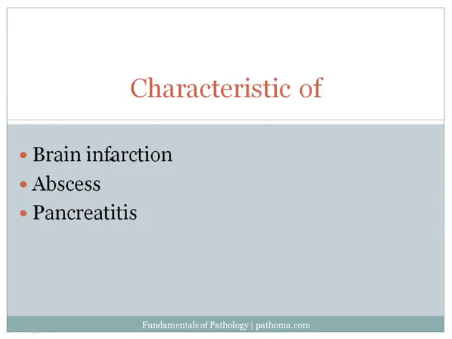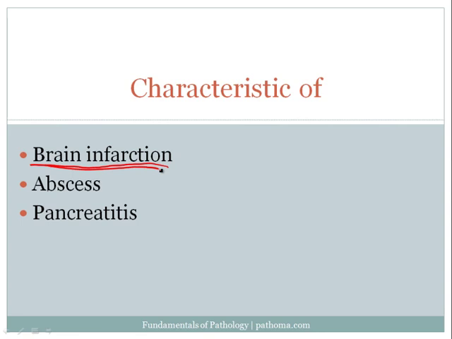It is seen characteristically in three circumstances. The first is brain infarction. Recall that I told you that when you cut the blood supply to any organ in the body, you get coagulative necrosis. However, if the blood supply is cut to the brain, that results in liquefactive necrosis. So that would be one important circumstance. One of the questions we can ask ourselves is, why is it that within the brain we get liquefactive necrosis, but in all other tissues we get coagulative necrosis?